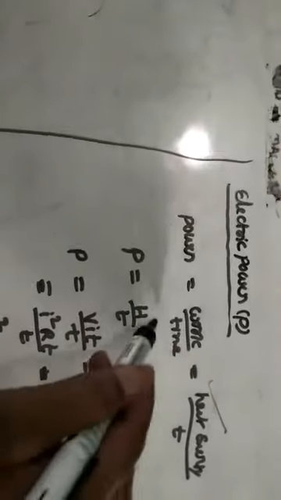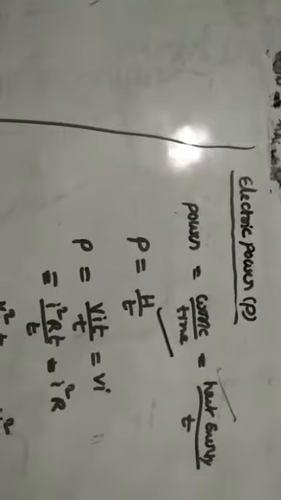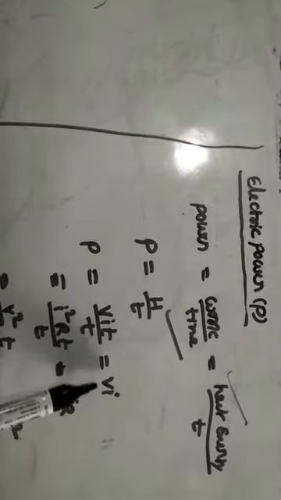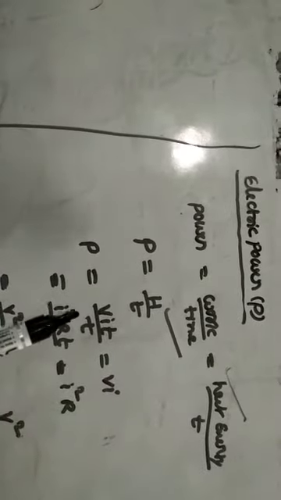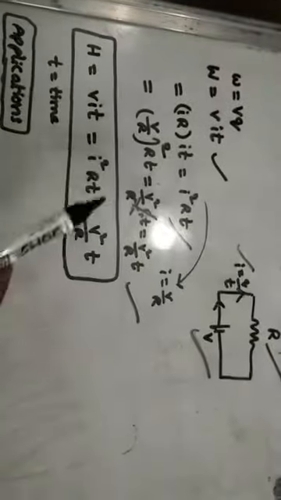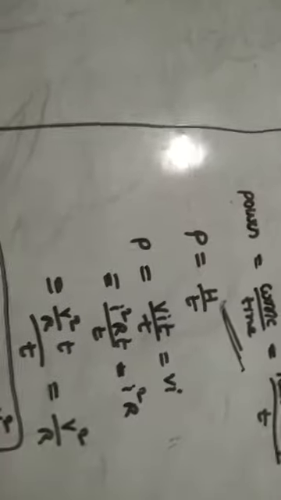Already H has three formulae. Substitute those three formulae. One is VIT. So T gets cancelled, and you will get VI. Already I told you. One by one I am substituting. I square RT by T, so you will get I square R. Substituting V square by R into T, T gets cancelled, and we get V square by R.